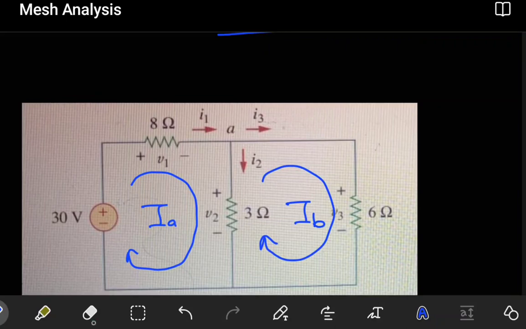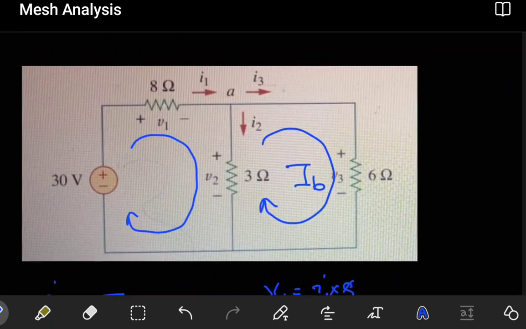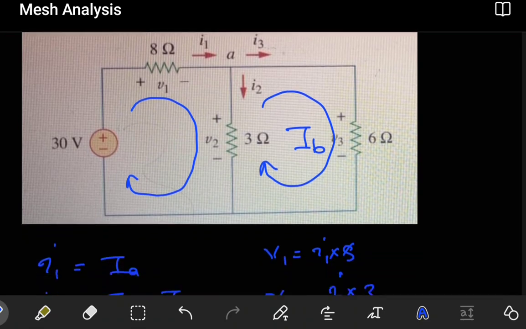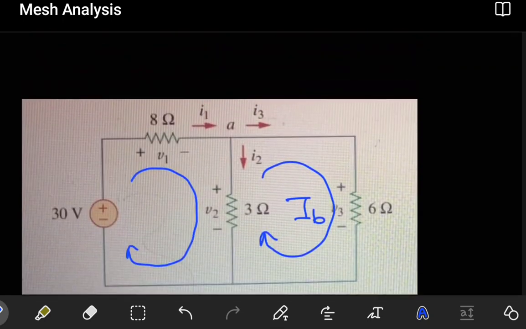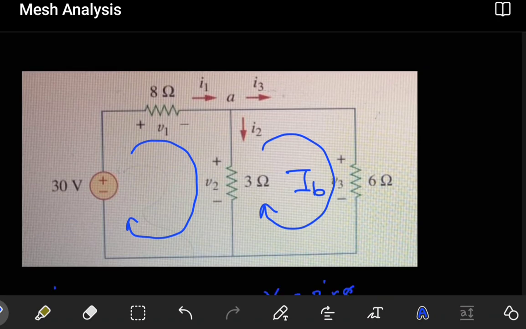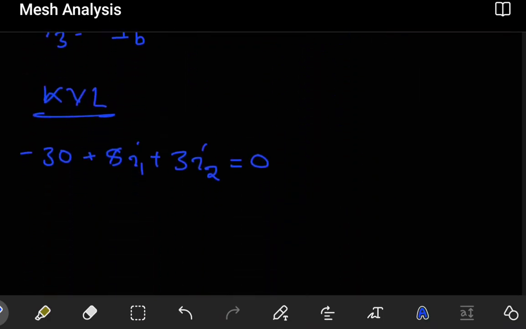So we're going to pick the first one. Let's do KVL here. I find the 30 at the negative part, so I have minus 30. Then I find the 8 ohm at the positive part, so I have plus 8 I1. Then next I find the 3 ohm at the positive part, so that's plus 3 I2. That's the last one, so this has to be equal to 0.